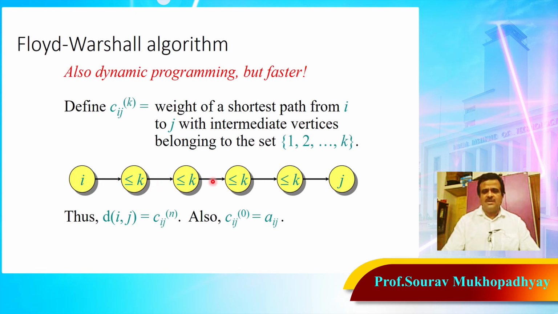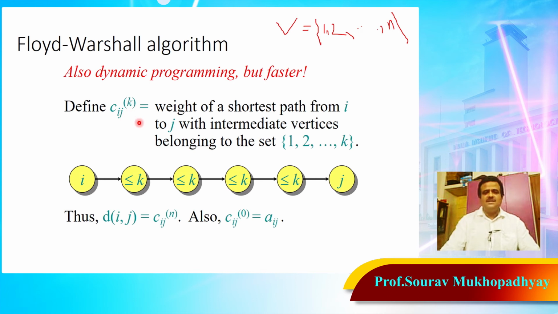Here there is no restriction on the edges; we have only the restriction on the vertex numbering, because our vertex set is 1 to n, if you recall: 1, 2, 3, up to n. This is our vertex set. So, we go from the ith vertex to the jth vertex, and the intermediate vertices we visit have numbers less than or equal to k. We consider all such paths, and among those paths the minimum weight one is our C_ij^k.